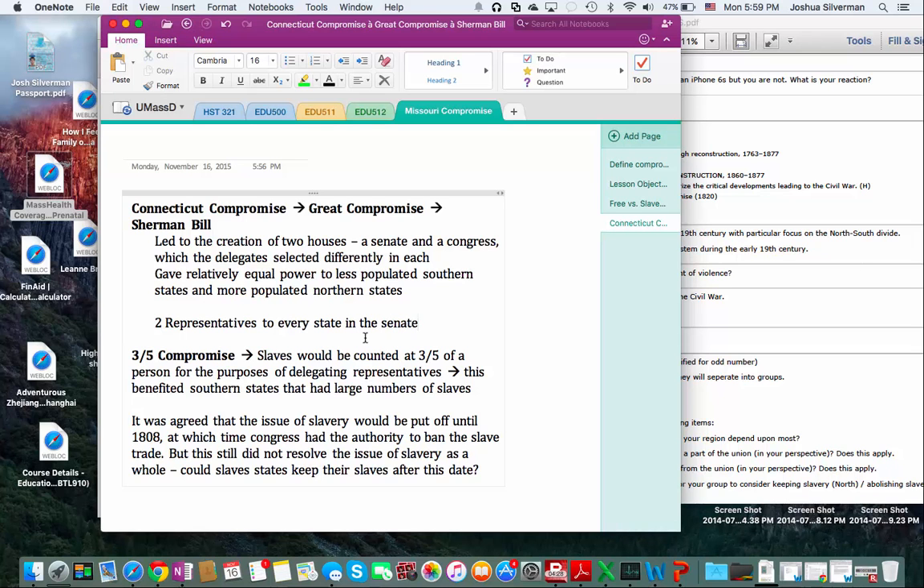Another compromise was the 3/5 compromise. In this compromise, slaves were counted as 3/5 of a person for the purposes of delegating representatives. This gave more benefits to the southern states because they had a large number of slaves, and it sort of outweighed the population concerns that the southerners had over the northern states.